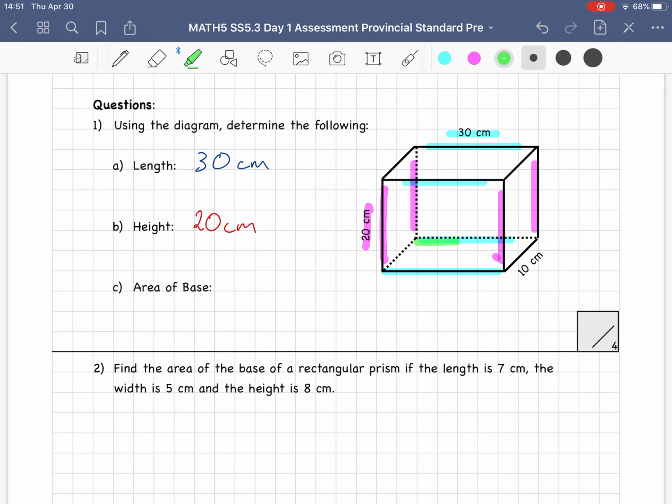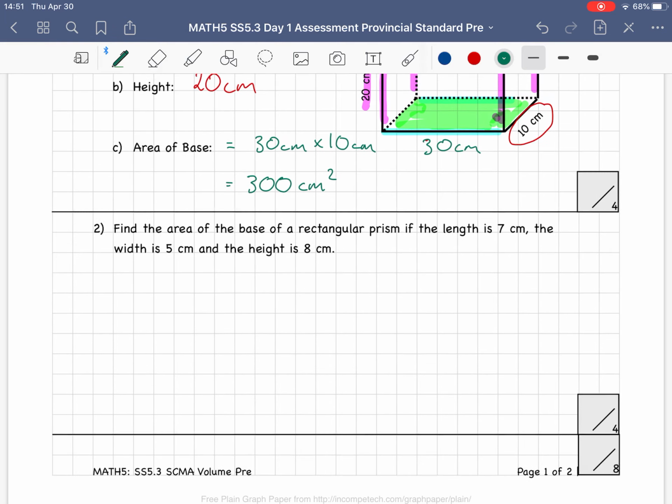Now the area of the base. Now we have to figure out what the base is. The base is this area right here. That is our base. So to determine the area of the base, we have to do the width of the base times the length, which will be 30. So the area of the base is equal to 30 centimeters times 10, which is equal to 300 centimeters squared.